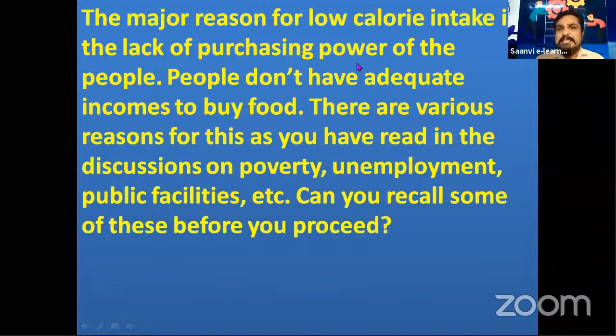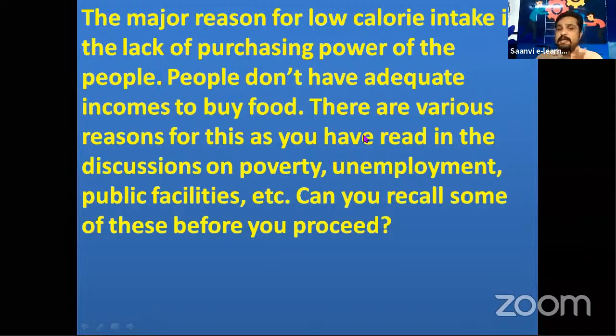See, the major reason for low calorie intake is the lack of purchasing power of the people. Note down in your running notes: what are the major problems or factors that influence getting proper calories for people in different regions of our country. If you get a question, this answer you must write. These are important points. One is the purchasing power of the people, or affordability. People don't have adequate income to buy food.